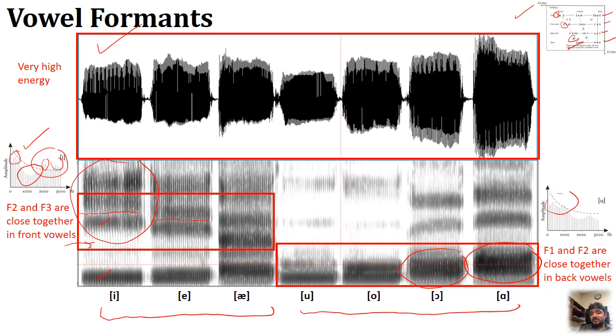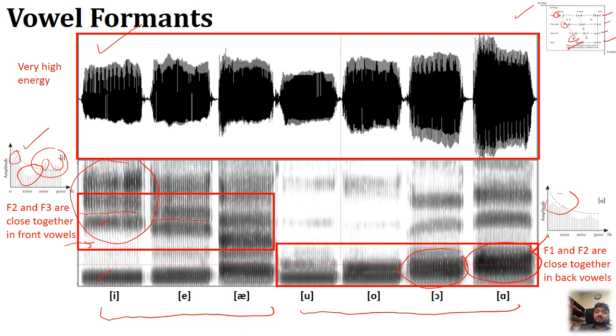There is a lot of energy towards the lower part of the spectrum, and because both of the peaks are joined there, if you look at a spectral slice, you're going to see these two peaks, but the whole region is pulled up. Therefore you see a big dark gray spot here. So that's it for the back vowels.